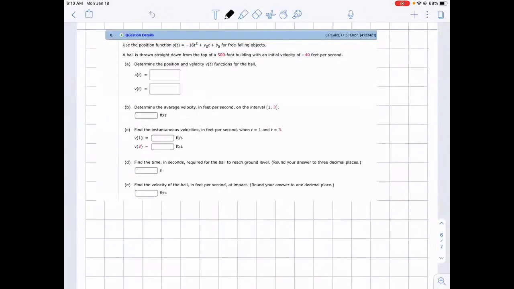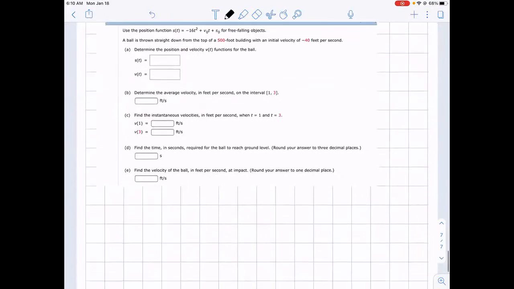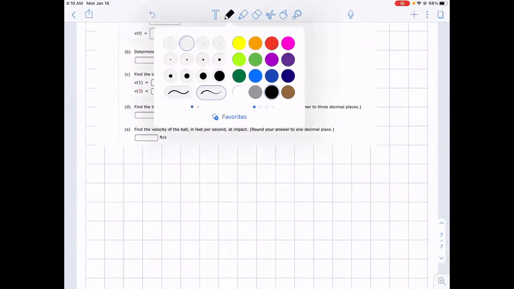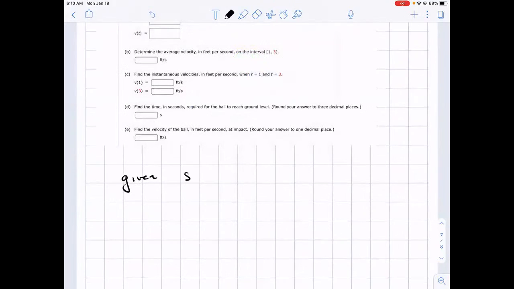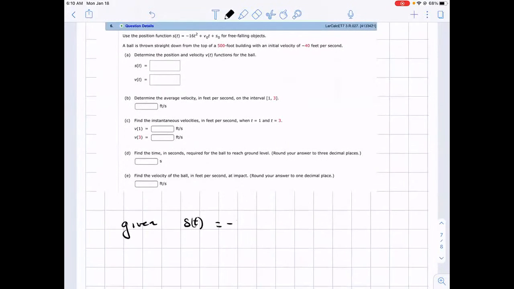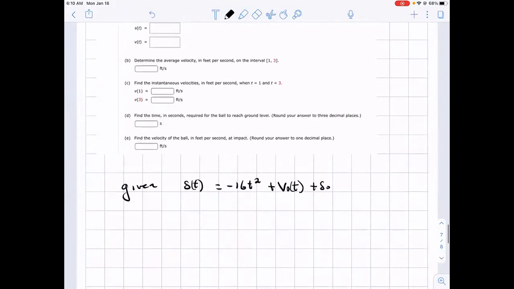So the last problem we'll look at was number 6. We want to use the position function, okay? So now you're given the position function. The position function here for s of t is minus 16t squared plus the initial velocity v0 times t, plus s of 0, the initial distance. So you have to know that v0 is your initial velocity and s0 is your initial height.